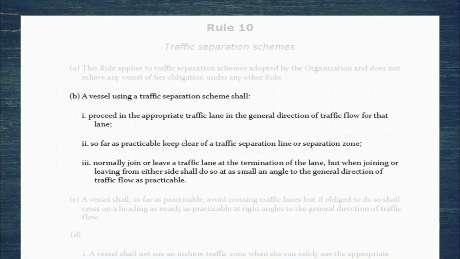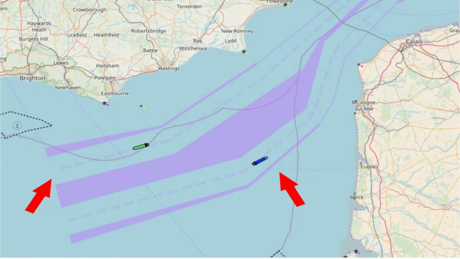Normally join or leave a traffic lane at the termination of the lane, but when joining or leaving from either side shall do so at as small an angle to the general direction of traffic flow as practicable. So the blue vessel is coming out to leave at as small an angle as is safe and practicable. She's going to a port along the side of the traffic separation scheme, and the green vessel has left at the termination of the lane.